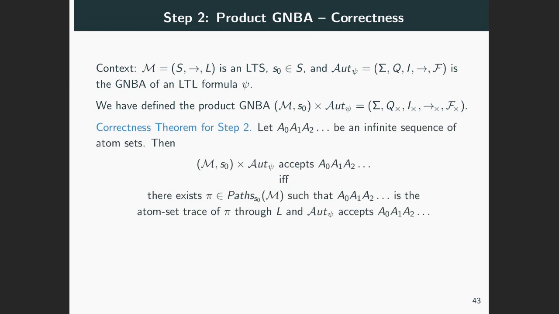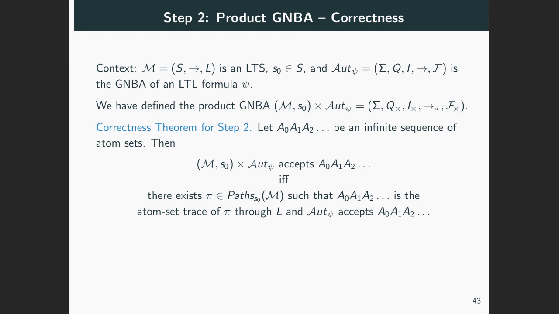The correctness theorem relates the words accepted by the product automaton with, on the one hand, the atom set traces of paths through the LTS M that start in S0, and on the other hand, the words accepted by the automaton aut psi. More precisely, let A0, A1, and so on be any infinite sequence of atom sets. Note that, on the one hand, this sequence is an infinite word over the alphabet sigma, which is the alphabet of both aut psi and the product automaton. On the other hand, this sequence is a possible atom set trace of paths in the LTS M.